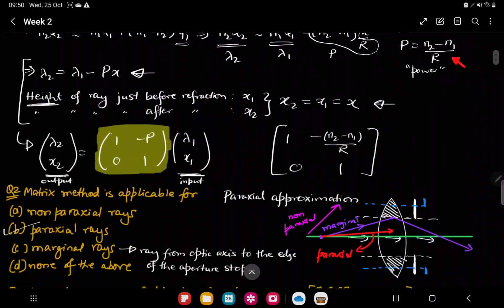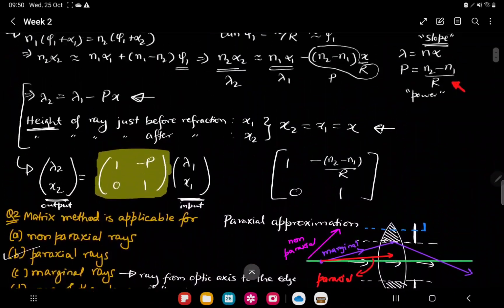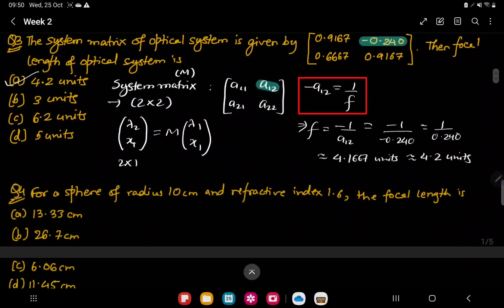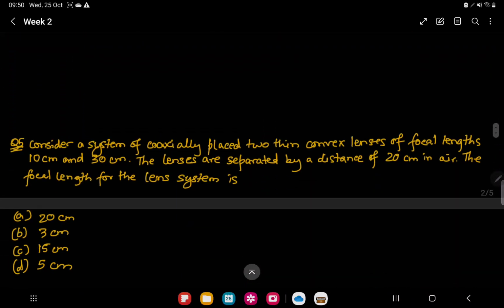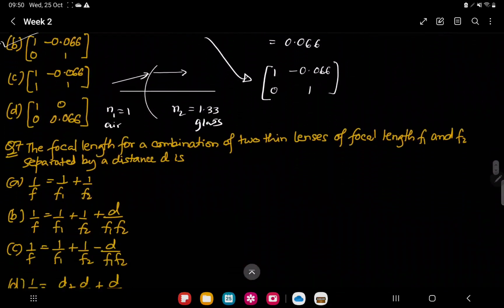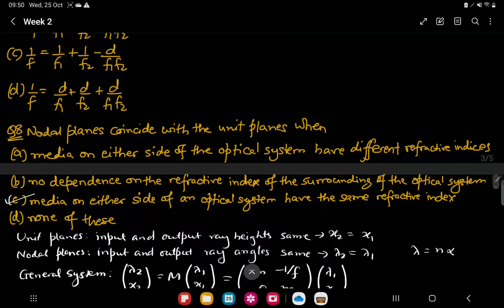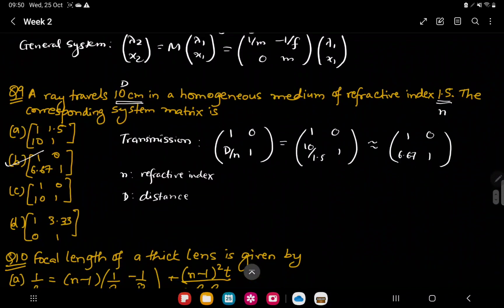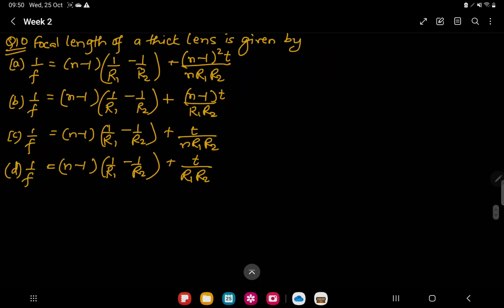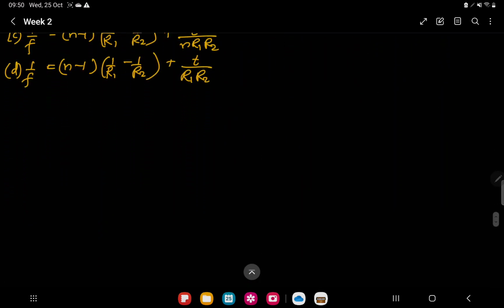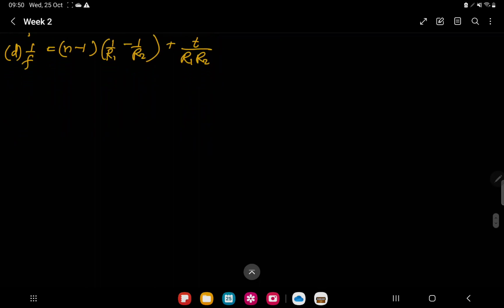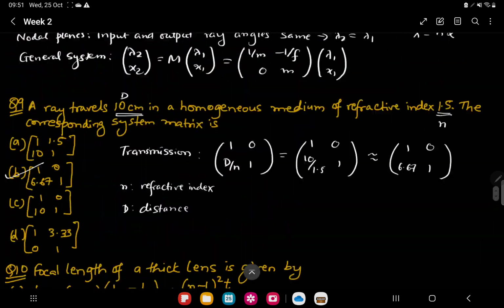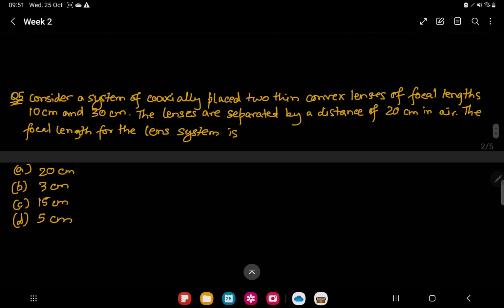Week 2 was on refraction and about lenses, as you can see. Some questions we had not attempted in week 2. Maybe we can try and attempt them now. There were a lot of questions on thick lenses in week 2. So let us revise this and fill in these gaps.